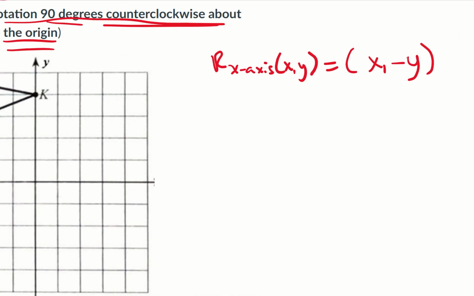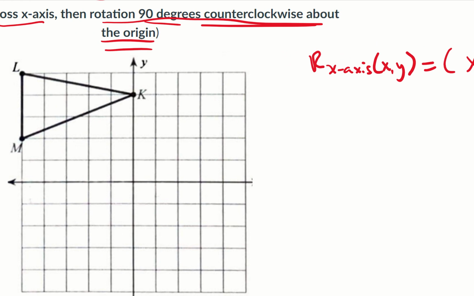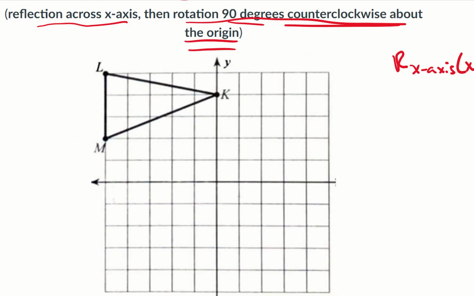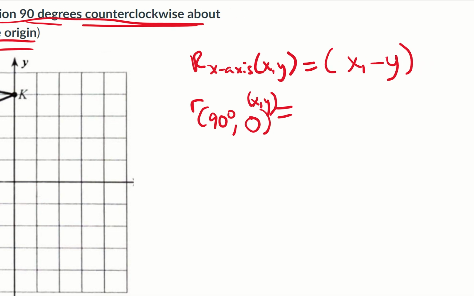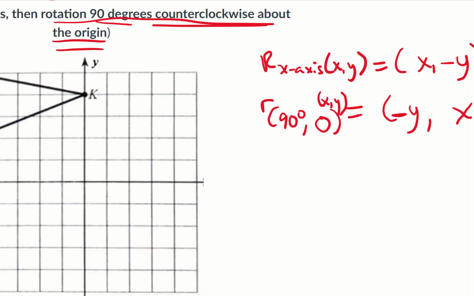All right, so that's the first transformation, and then the second transformation, we rotate 90 degrees counterclockwise. So let's remind ourselves what that looks like. Positive 90 about the origin, and so you basically rotate 90 degrees counterclockwise, they switch, then the sign is opposite there.